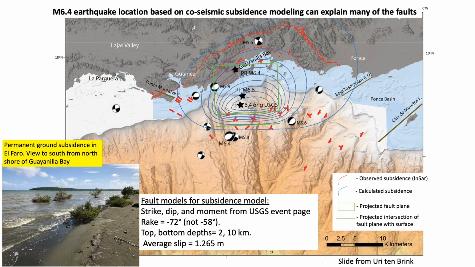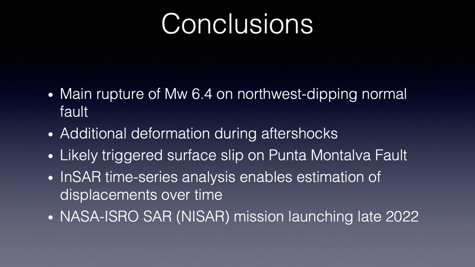Over here on the lower left is a field photo showing the subsidence, the permanent subsidence of over 20 centimeters that's caused some of the area of Guayanilla Bay to be permanently underwater on the coastline. So in conclusion, the main rupture was on this northwest dipping normal fault. There was additional deformation during the aftershocks that I didn't have time to cover here. We believe that surface slip on the Punta Montalva fault is likely to be triggered slip at a very shallow depth and not directly connected to slip at depth.